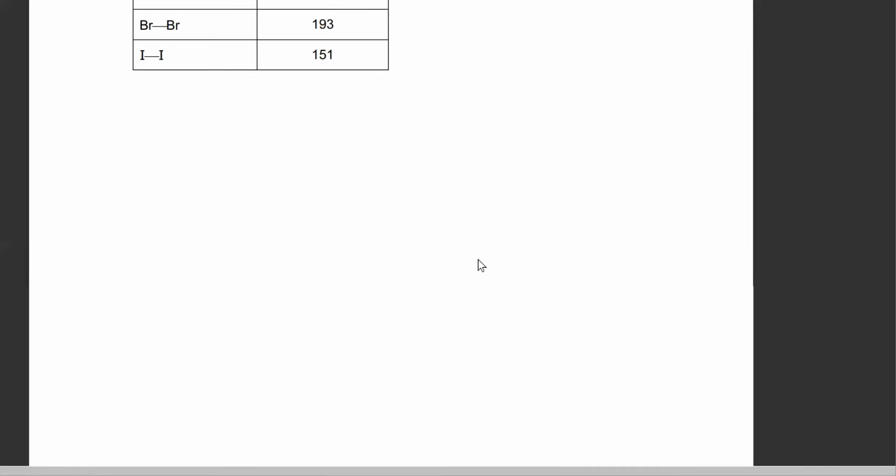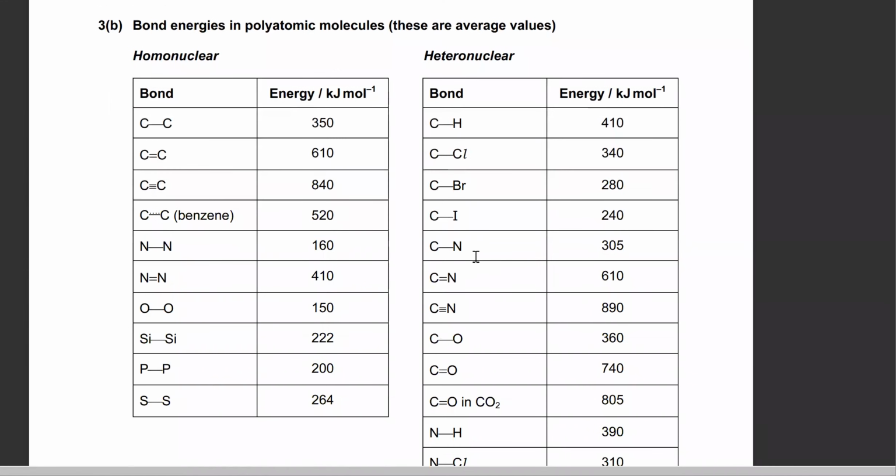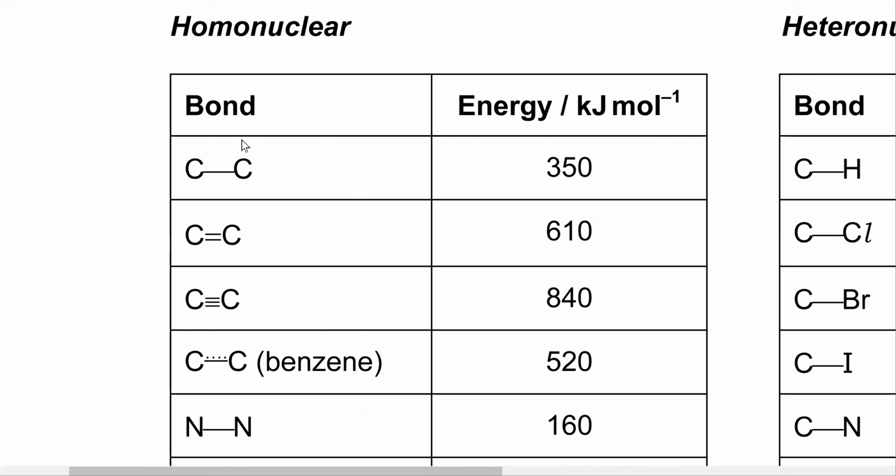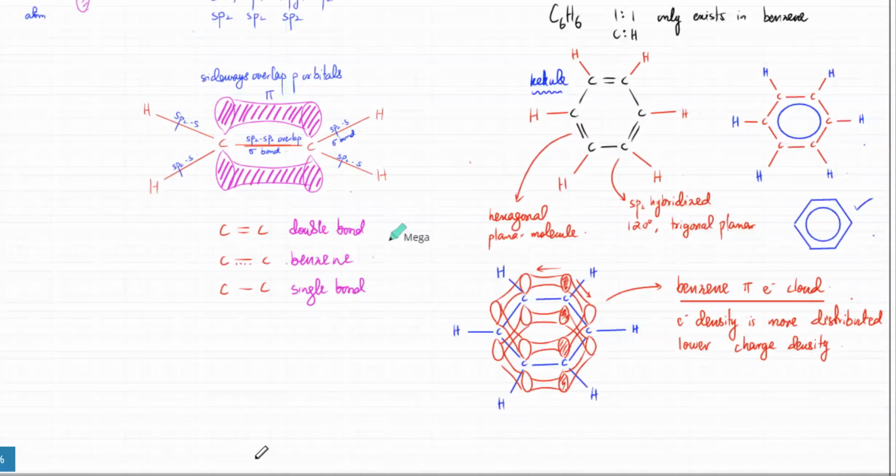If you look at the bond energy table, the carbon-carbon bond, you can see it over here. You've got a carbon single bond, that's 350. You've got a carbon double bond, that's 610. And then there's something in the middle. That's a single bond plus a dotted bond, somewhere in between a double bond and a single bond, and that's 520. So that's weaker than a double bond. That's a third type of bond. So that's the benzene structure.